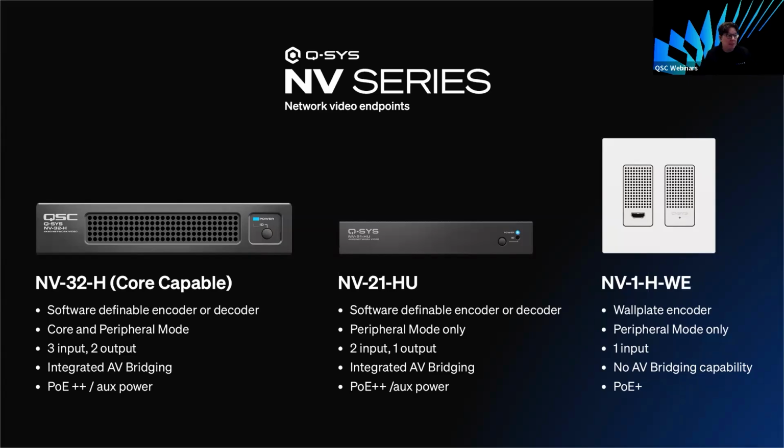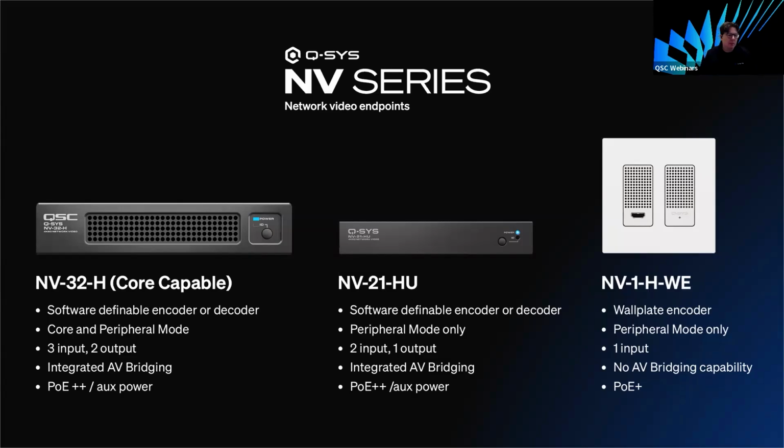Then we have the NV21 that can be an encoder or a decoder, also has integrated AV bridging, also PoE++, and really allows you to have the ability to do sort of single cable connections for laptops. You can inject power to power a laptop as well. So kind of a great solution for lecterns and behind displays and those sorts of things. And then we have our NV1 wall plate, which is a wall plate encoder. It is what it is. It is a useful tool when you need it, and really kind of a good addition to the NV series of products.